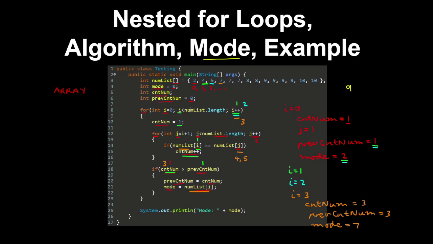And this process continues until I is equal to the length of the list, where we exit the loop and then print the mode to the screen. So we can see that 9 occurs the most in the list, so we expect the mode to be 9 and that's what will get output to the screen.